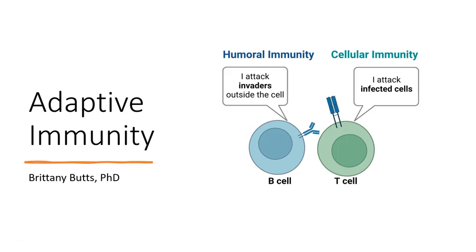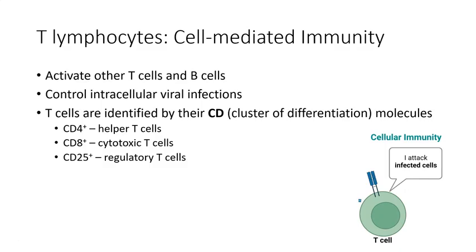This video provides a brief overview of adaptive immunity. Remember that our adaptive immune system has two arms, one that provides humoral immunity and one that provides cellular immunity. Cellular immunity is orchestrated by our T lymphocytes. We have T cells that can activate other T cells and B cells, such as our helper CD4 T cells. We also have T cells, like our CD8 cytotoxic T cells, that can control intracellular viral infections, among other things.